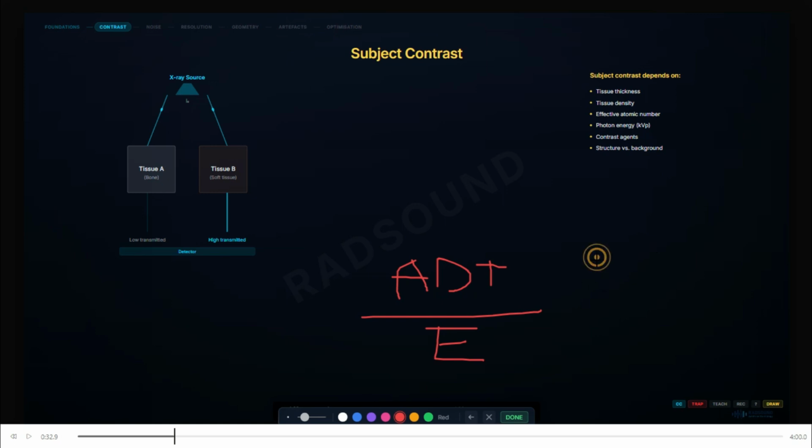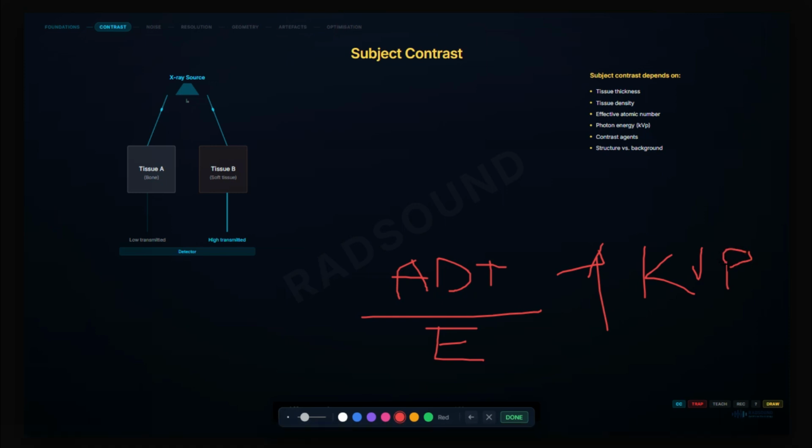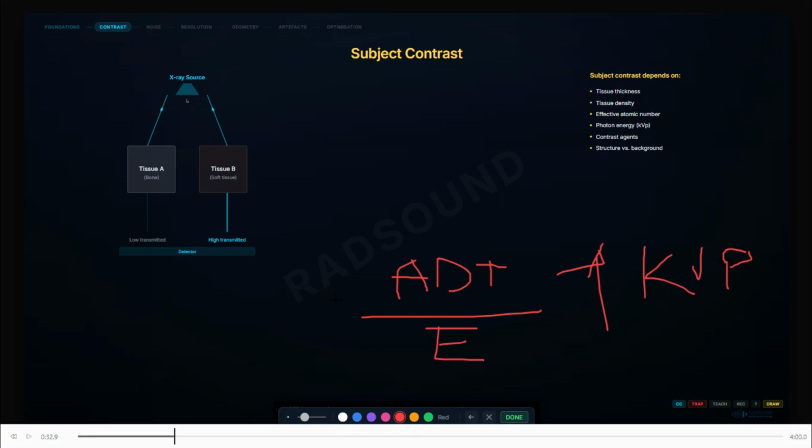If you increase kVp, high kVp will lead to less tissue contrast and vice versa. Sometimes we also have to look into contrast agents. If you are using a contrast agent like iodine, this will increase the photoelectric effect. Increasing the photoelectric effect means increasing atomic number and density also. So at the same time, this will help in increasing tissue contrast.